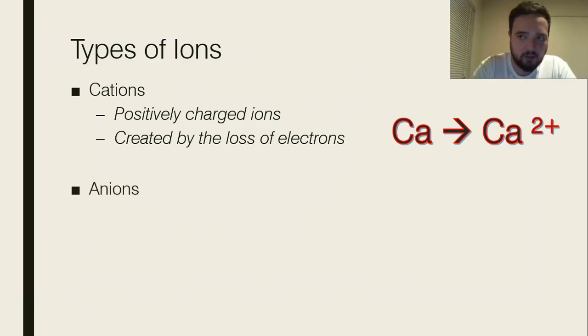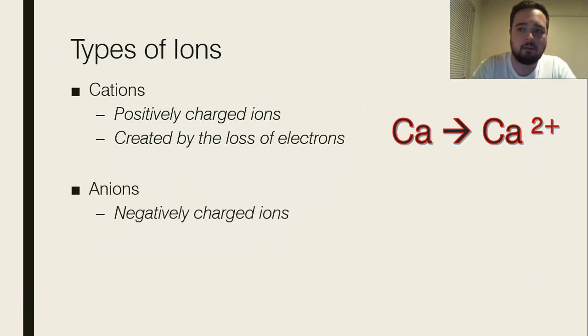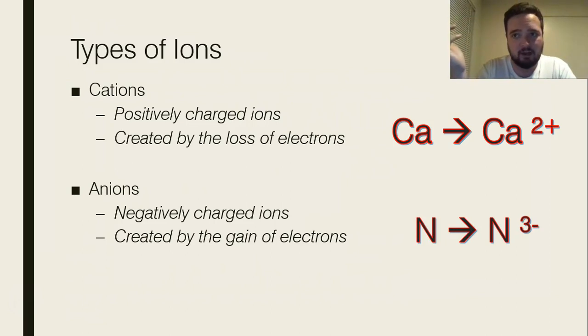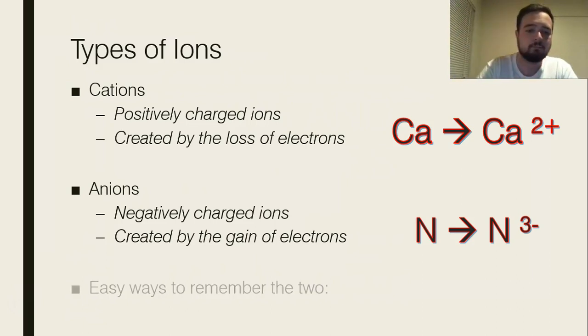Anions are the exact opposite of cations because anions are negatively charged ions. They are created by the gain of electrons. If you gain more negative charge than you have positive charge in the nucleus, you become more negative. Therefore, you form a negative ion. An example of an element is nitrogen. If nitrogen is by itself and it wants to form an ion in nature, it is most likely to form an anion of a -3 charge because it wants to gain 3 electrons.